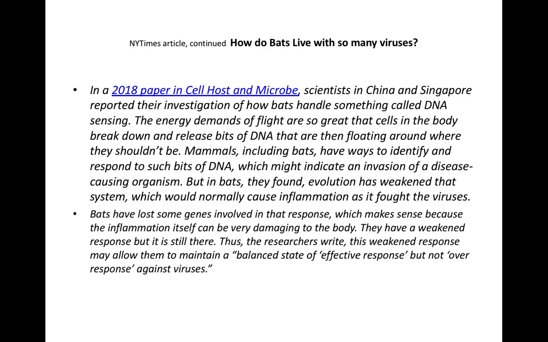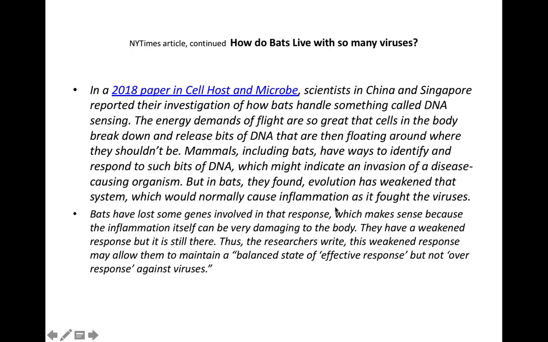More text here, you guys, on the other thing. So this I thought was really cool, kind of nerdy, but in trying to understand how bats live with so many viruses without the viruses hurting them. So just this little blurb here, you guys. So scientists reported how bats handle something called DNA sensing. The energy demands of flight are so great the cells in the body break down and release bits of DNA that are then floating around where they shouldn't. Mammals, including bats, have ways to identify and respond to such bits of DNA, which might indicate an invasion of a disease-causing organism, like a virus. But in bats, they found evolution has weakened that system, which would normally cause inflammation.